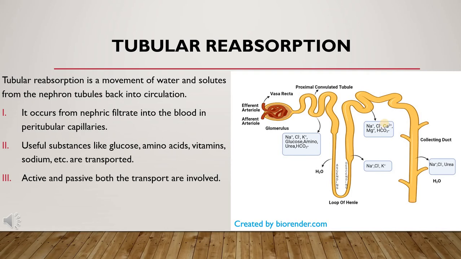The loop of Henle has a descending and an ascending limb. The distal convoluted tubule is responsible for the reabsorption of sodium, chloride, potassium, calcium, magnesium, and bicarbonates. The collecting duct is responsible for sodium, chloride, urea, and water reabsorption.